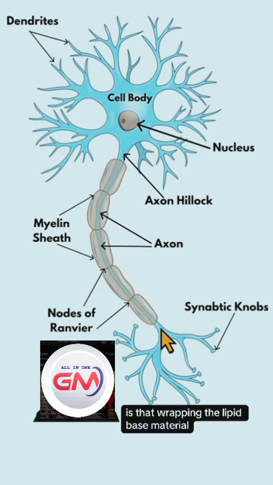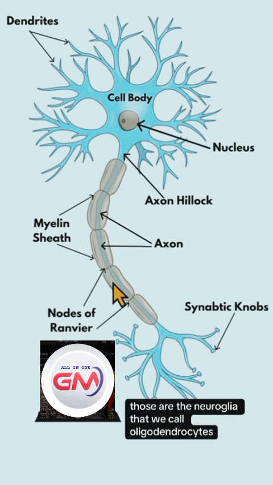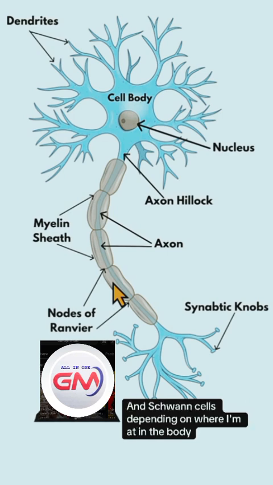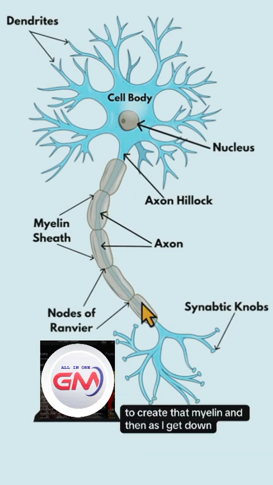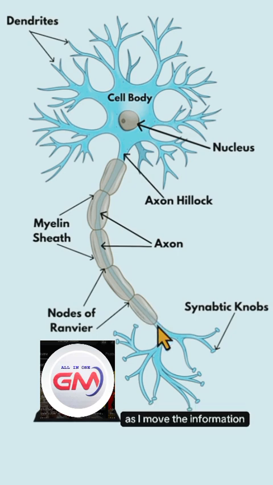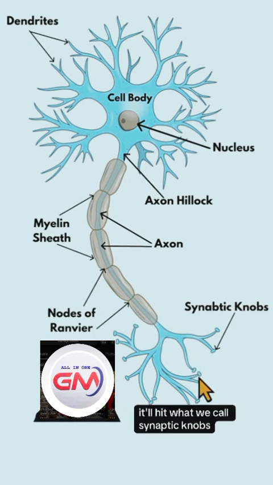So myelin sheath is that wrapping, the lipid-based material. We'll talk about the different cells later. Those are the neuroglia that we call oligodendrocytes and Schwann cells, depending on where I'm at in the body, to create that myelin. And then as I'm moving the information down, it'll hit what we call synaptic knobs, and you'll see these in different terms. Some books will say synaptic terminals.